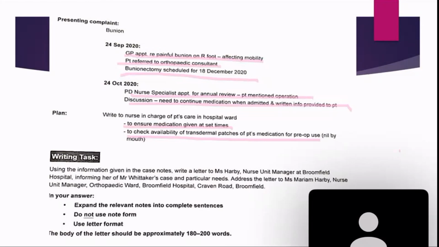Okay, it would be appreciated if you could assist with Mr. Vitaka being provided medications at the proper time. At the set time. Okay. And then kindly ensure. Kindly ensure the availability of transdermal patches for pre-operative use. Okay.